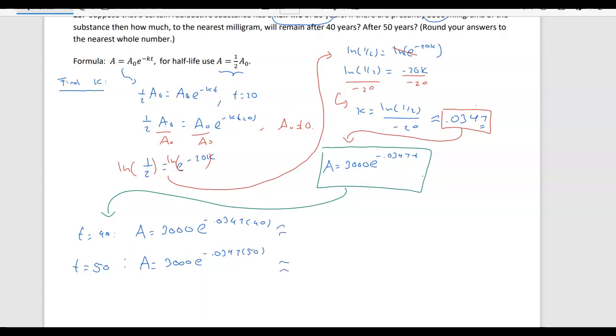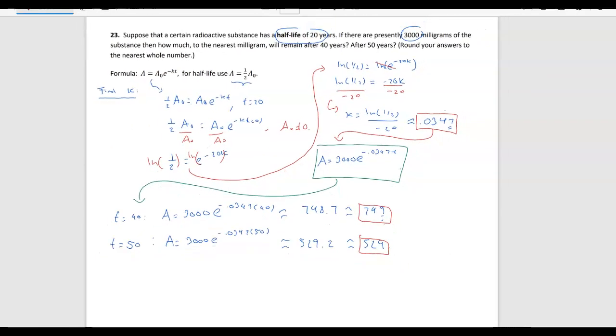Please punch them into the calculator. Let me evaluate them and tell you what I'm getting. For the first one, 748.7 and 529.2. So I'm going to round, since they want the nearest integer, 749 and approximately 529.